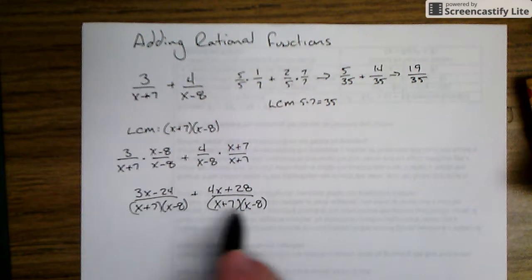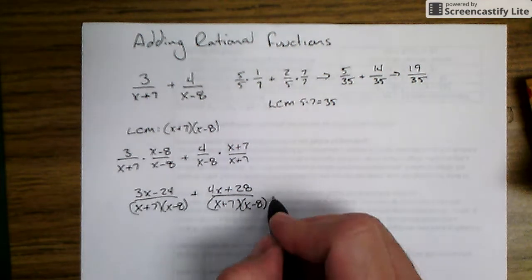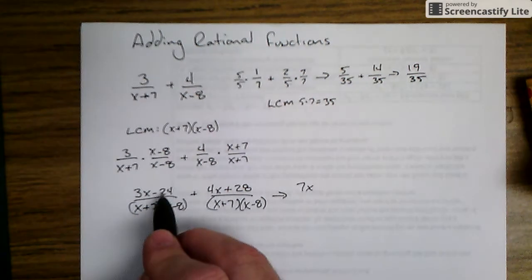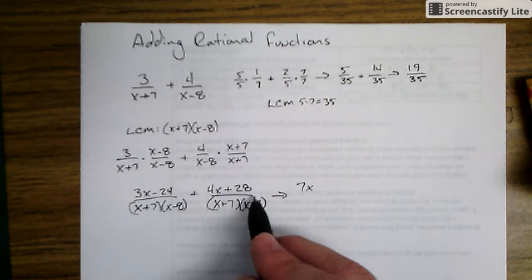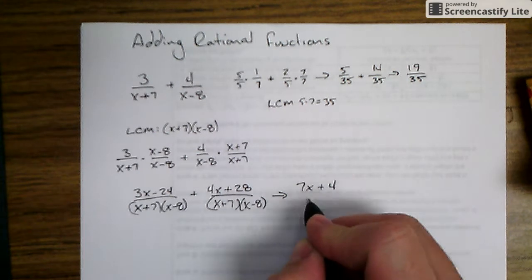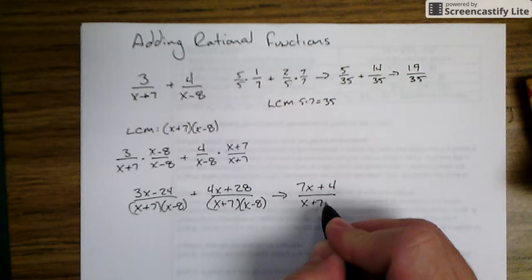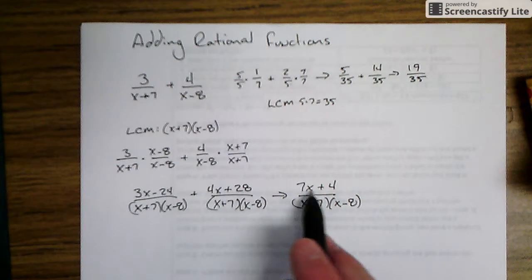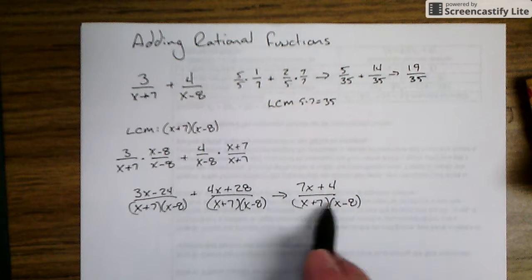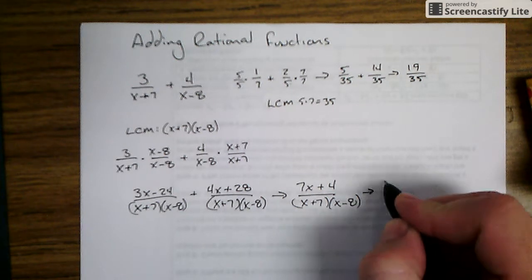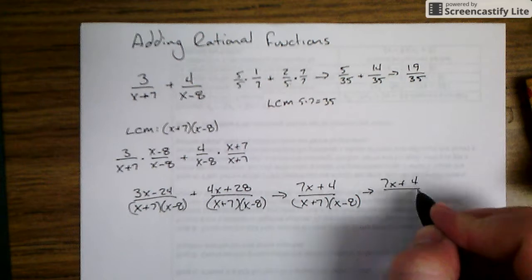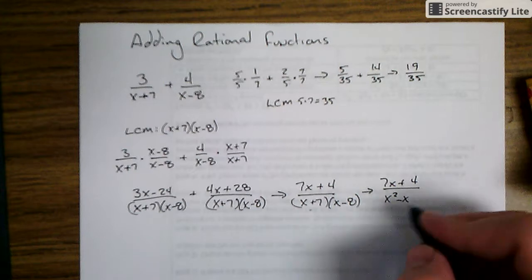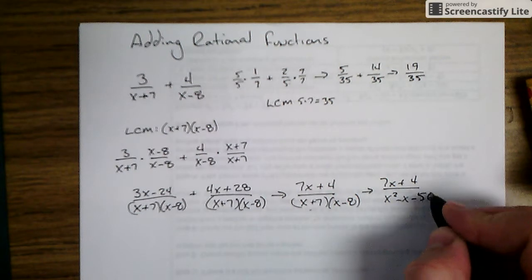So you can see now we've got our common denominators, so we can combine our terms. So this becomes 3x plus 4x, which is 7x, and negative 24 plus 28, which is plus 4, over x plus 7 times x minus 8. And here we cannot factor anything out of this, so let's go ahead and multiply these two together. So 7x plus 4 over x squared minus x minus 56.